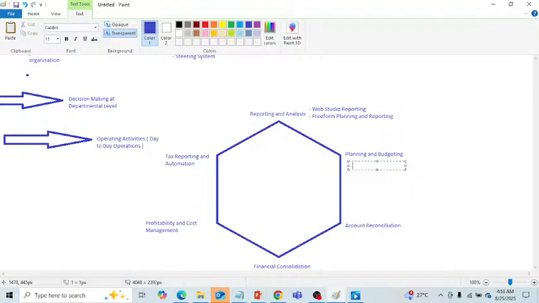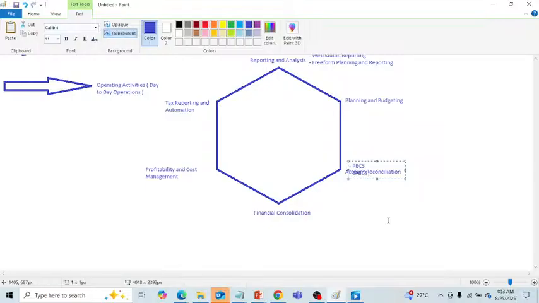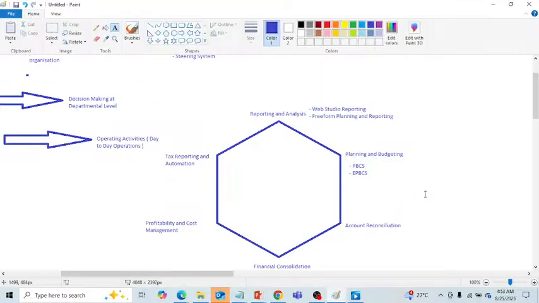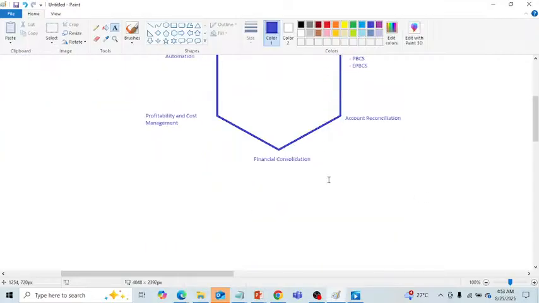Under planning we have PBCS and EPBCS, which we will discuss because this is the main domain of our discussion. PBCS is Planning and Budgeting Cloud Service. EPBCS is Enterprise Planning and Budgeting Cloud Service. We will discuss all these things with deeper concepts. First let me write the products so you can have an outer layer of what different types of products we have for the different specific functions.